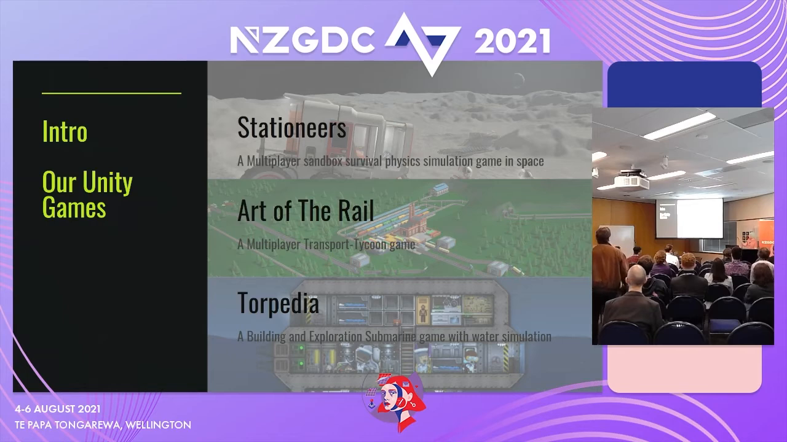Out of the Rail, which you can watch Dean Hall making on Twitch sometime if you're interested. It's a multiplayer transport tycoon game, and it's basically OpenTTD but 3D. It's a nice project to work on that has a really tight design brief. So that's well on its way.